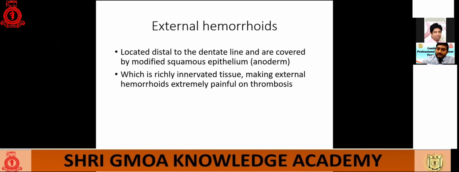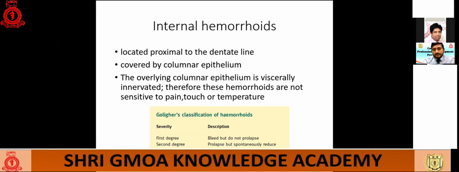The problem with external hemorrhoids is that when they are thrombosed, it's extremely painful because they are innervated by the ectoderm from the surrounding skin. So they need urgent surgery. Internal hemorrhoids, which are located proximal to the dentate line, are covered with columnar epithelium and viscerally innervated. So they are painless. They are not sensitive to pain, touch, and temperature.